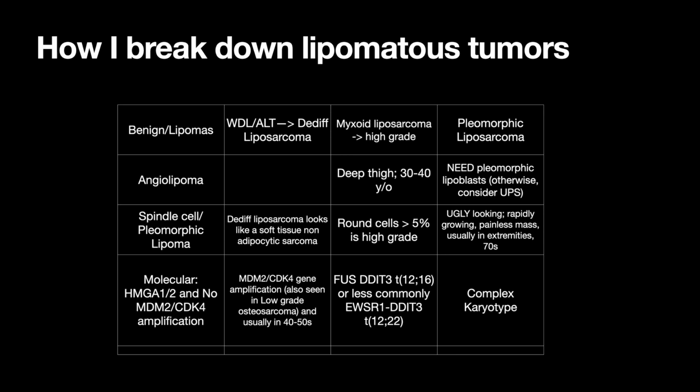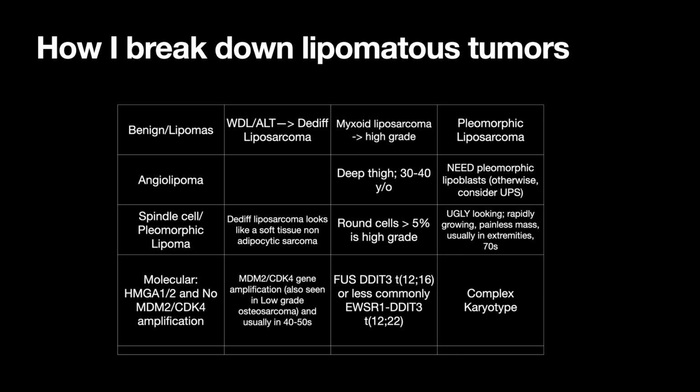D-diff liposarcoma looks like your well-differentiated liposarcoma ALT region, but you also have an adjacent region that's a soft tissue sarcoma that's not adipocytic. To test for this, you can do an MDM2 CDK4 gene amplification. Of note, your soft tissue correlate can be seen in a low-grade osteosarcoma. And demographic-wise, this usually arises in your 40s, 50s.